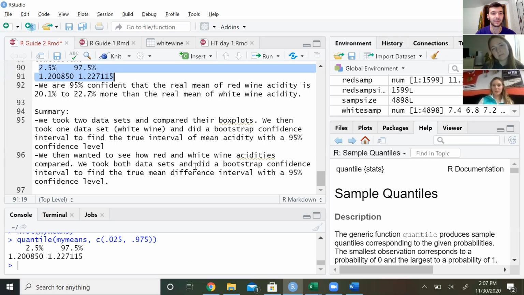So just to summarize what we did, we took two data sets and compared their box plots. We then took one data set, which was the white wine, and did a bootstrap confidence interval to find the true interval of mean acidity with a 95% confidence level. We then wanted to see how red and white wine acidities compared, so we took both data sets and did a bootstrap confidence interval to find the true mean difference interval with a 95% confidence level. And then lastly, we did that ratio as well. So that is how we bootstrapped confidence intervals in R.